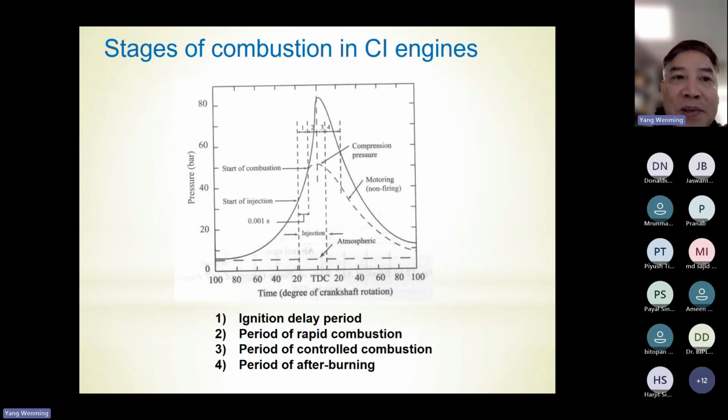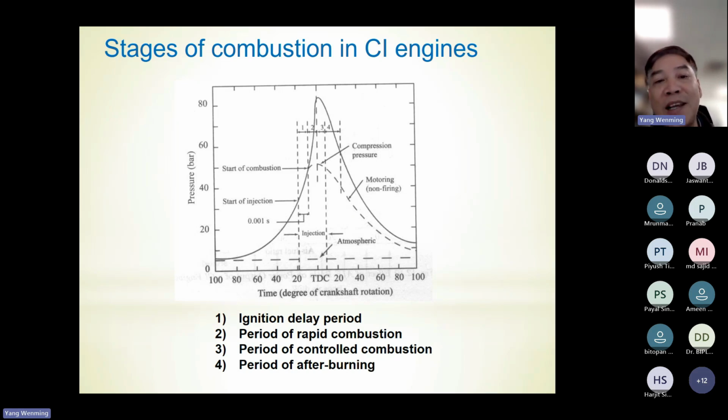For these engines, the combustion process can basically be divided into 4 stages. The first one is ignition delay. For example, the fuel injection starts at about 19 degrees CA before TDC. However, the combustion process only starts at a position of about minus 10 degrees CA. So from here to here is the ignition delay. This time is the ignition delay time: the time from the start of injection until the combustion process starts.